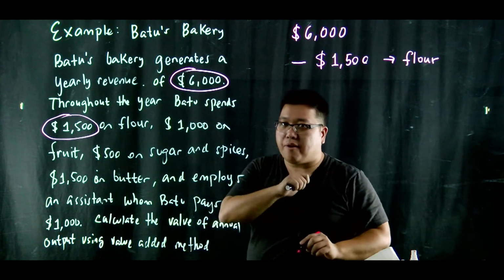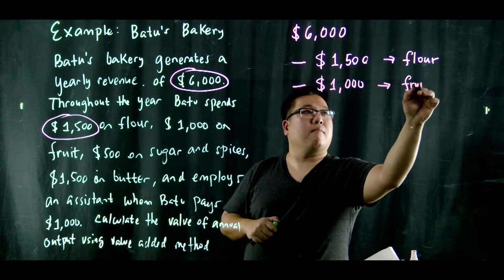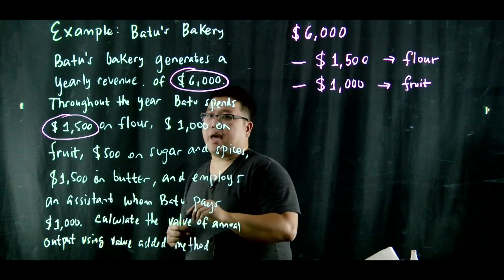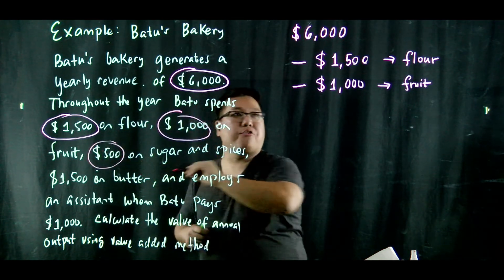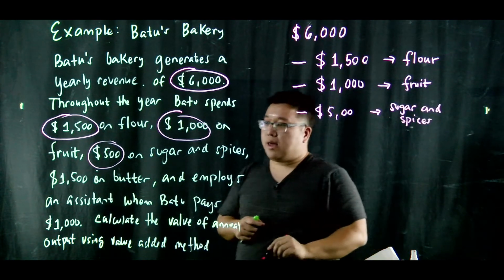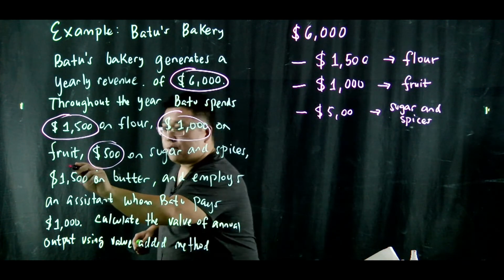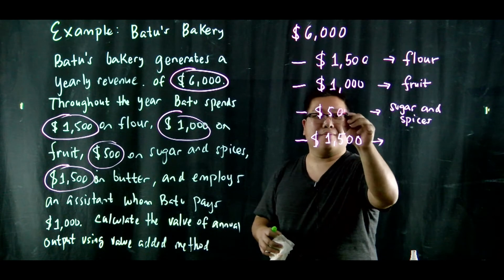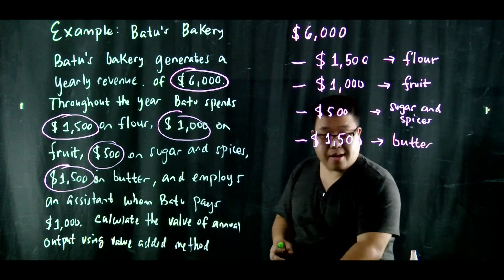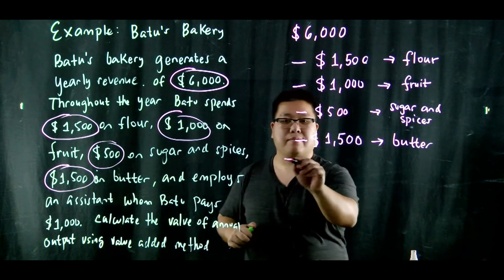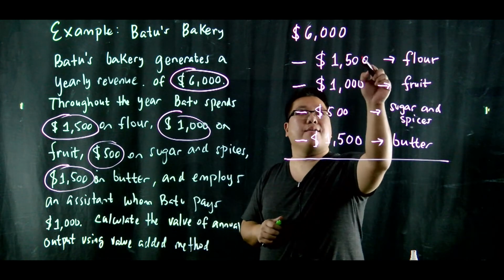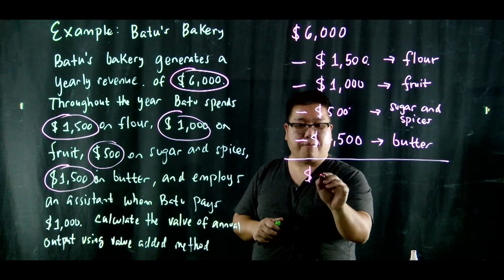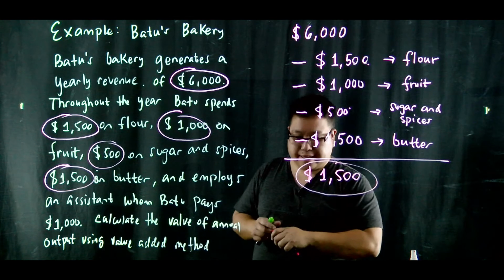Next, we're going to subtract the value of another intermediate input, fruit, which is 1,000. Here you have 500 for sugar and spices. And since this is a bakery, Batu uses butter, so we have to subtract the value of the intermediate good, butter, 1,500. So what's left is 1,500. This, my friends, is the value added.